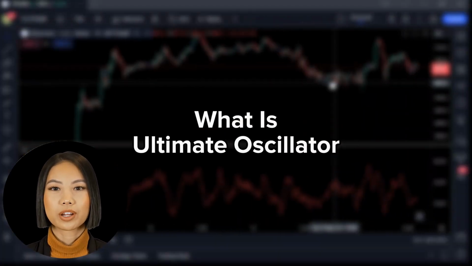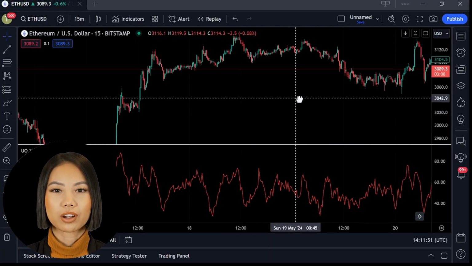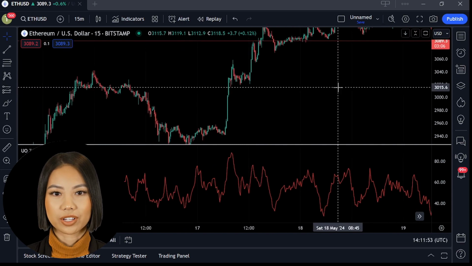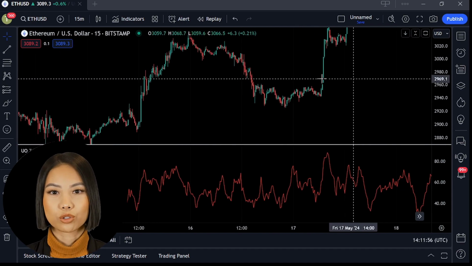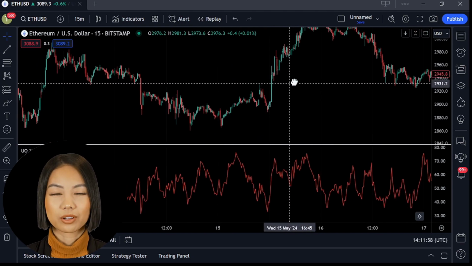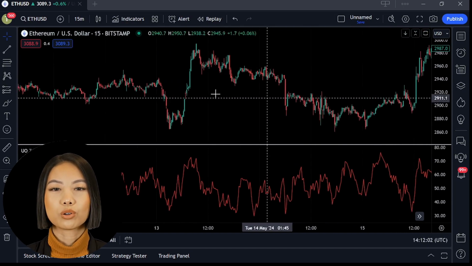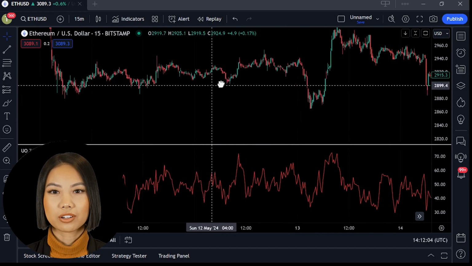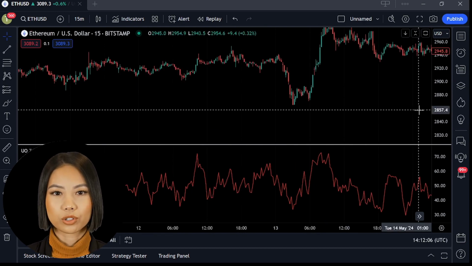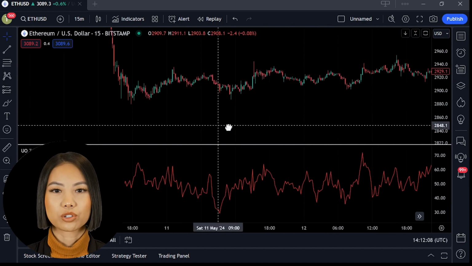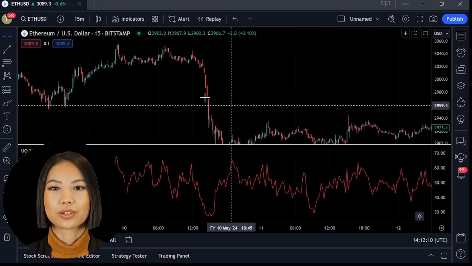What is the ultimate oscillator? The ultimate oscillator is a momentum indicator that blends three different timeframes, short, intermediate, and long-term, to minimize false signals and provide a comprehensive view of market momentum. It helps identify overbought and oversold conditions and detects potential reversals through divergences.